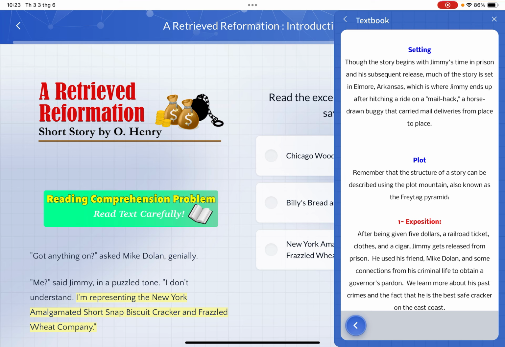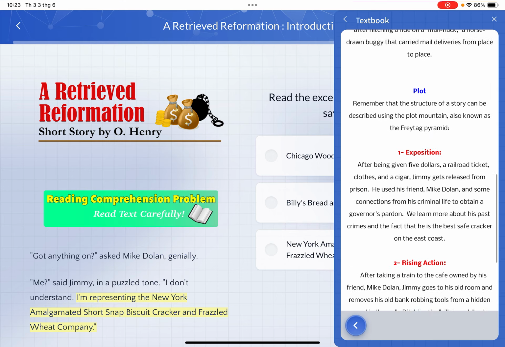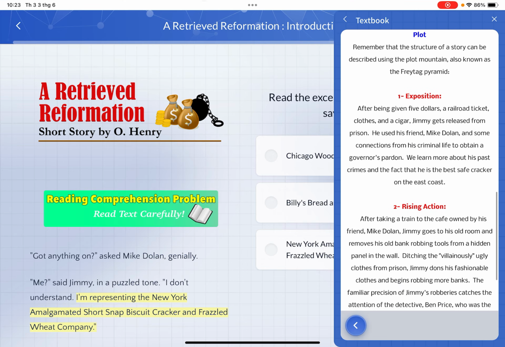Now remember that the structure of the story can be described using a plot mountain, also known as Freytag's pyramid. So the first part is exposition and rising action.